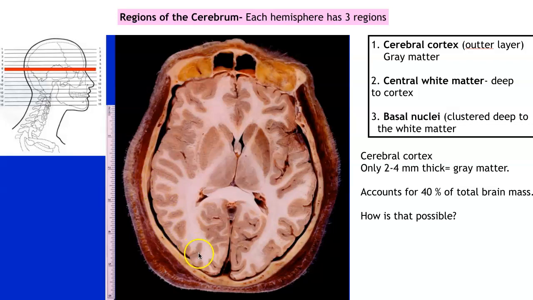And it's only 2 to 4 millimeters deep. That is all gray matter. But it makes up 40% of your total brain mass. How is that possible? Because of all those sulci and gyri, we've now increased the surface area. And who lives in this gray matter? Gray matter is a collection of cell bodies. These are interneurons. These are the guys that are doing everything for you. Interneurons, and lots of billions of interneurons in this cerebral cortex.